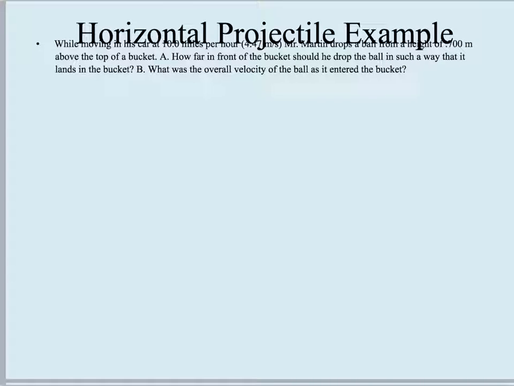So our first official projectile example says, while moving in his car at 10 miles per hour, or 4.47 meters per second, Mr. Martin drops a ball from a height of 0.7 meters above the top of a bucket. How far in front of the bucket should he drop the ball in such a way that it lands in the bucket? And then B says, what is the overall velocity of the ball as it entered the bucket?